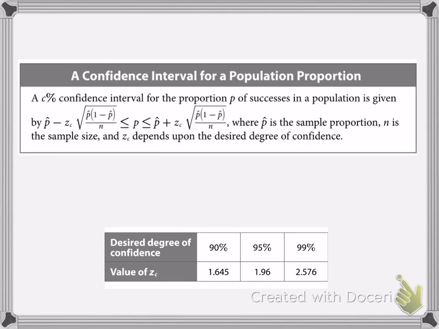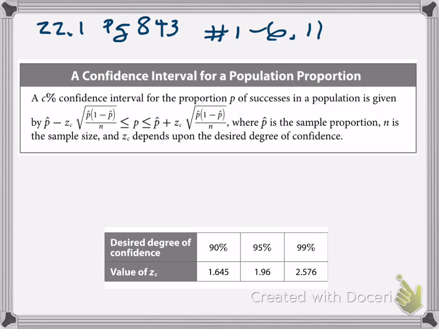Today we'll be working on section 22.1. That's on page 843. You'll be doing numbers 1 through 6 and then 11. So today we'll be finding confidence intervals for population proportion.